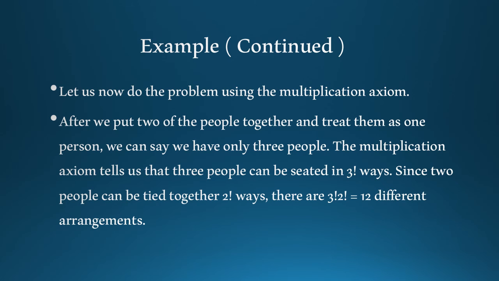Now we can solve the previous problem using a different method. So suppose we tie the 2 people, Sam and Anne, and treat them as one person. So trying to seat 3 people, we have 3 factorial different ways, but since 2 people are tied together, that's 2 factorial ways, so there are 3 factorial times 2 factorial, so that's 6 times 2, 12 different arrangements.